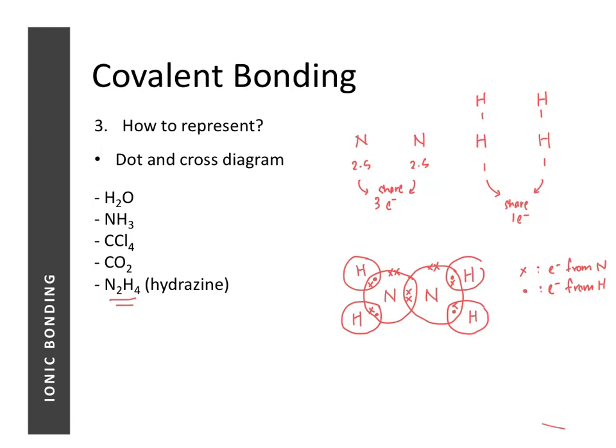Lastly, remember that each shared pair of electrons represents a covalent bond, and the covalent bond can be represented by a line. So the structure of hydrazine will look like this.